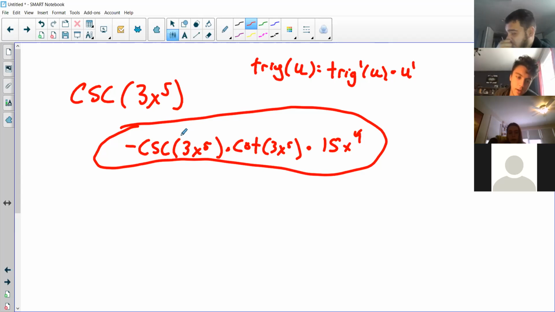Do you only put the negative on the cosecant? It's a negative in front of the whole expression. So unless there's two negatives that cancel out, the negative could be wherever. Like if it was 3x to the negative fifth, you would bring down negative 5 and then the negatives would cancel out. That I would like you to do, cancel out the negatives. But otherwise, it's fine.